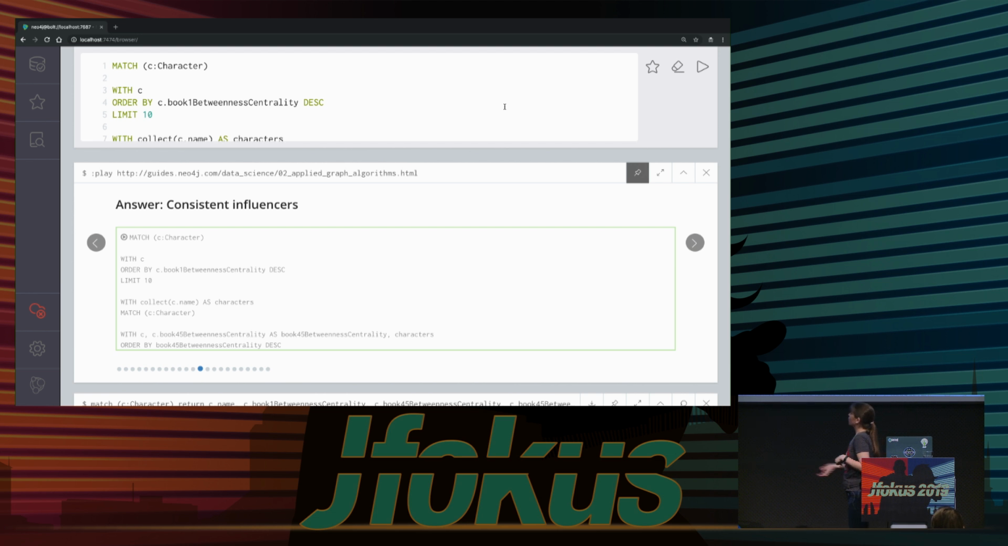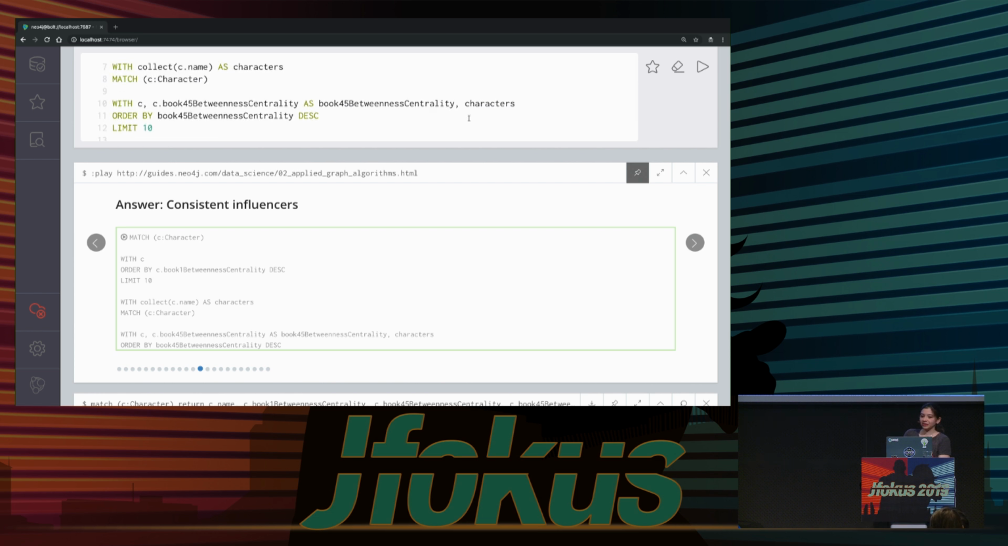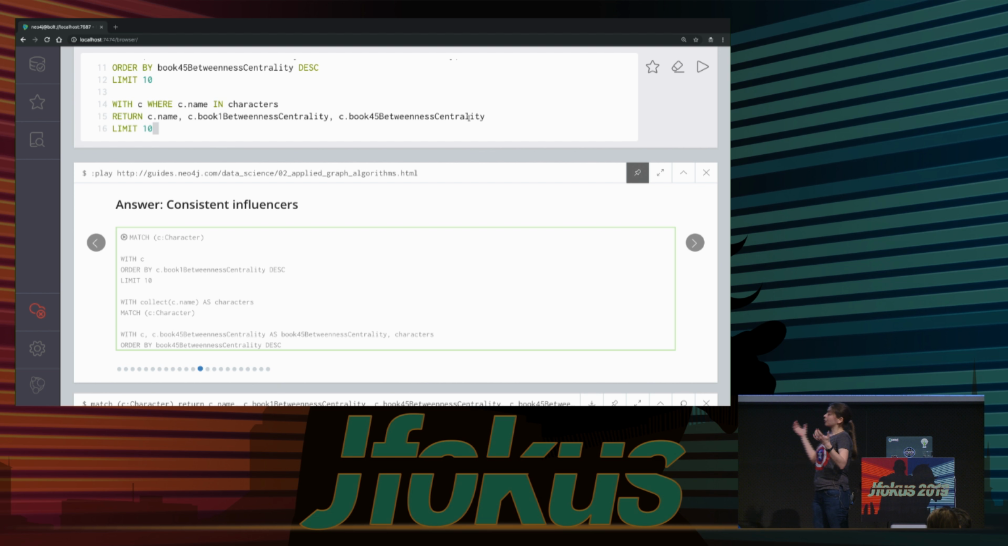Matches characters, orders by book 1 betweenness centrality, pulls the top 10 out. Then it's basically going to collect those together into a list and then match more characters, pull the book 4, 5 betweenness centrality, order by centrality, and pull the top 10 from books 4, 5. And then it basically does an intersection of those lists and sees what are the characters that exist on both. We're going to limit to 10 because we could potentially have 20 different characters.